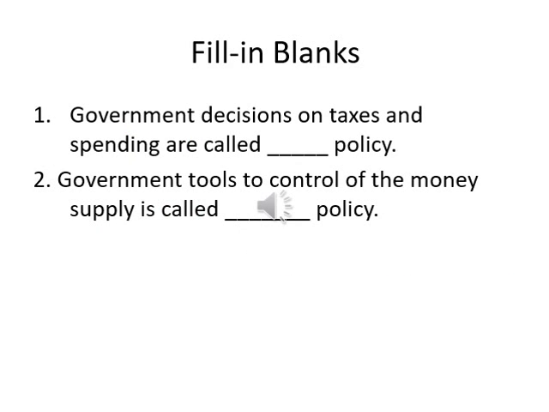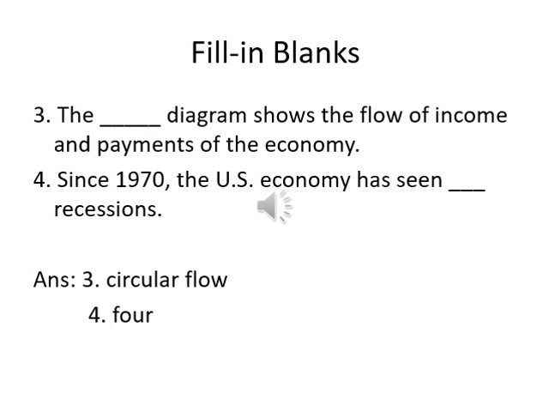Fill in the blanks. 1. Government decisions on taxes and spending are called ________ policy. 2. Government tools to control the money supply are called ________ policy. 3. The ________ diagram shows the flow of income and payments of the economy. 4. Since 1970, the U.S. economy has seen ________ recessions.